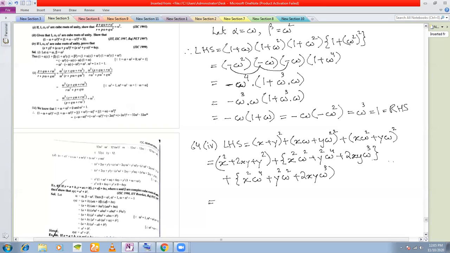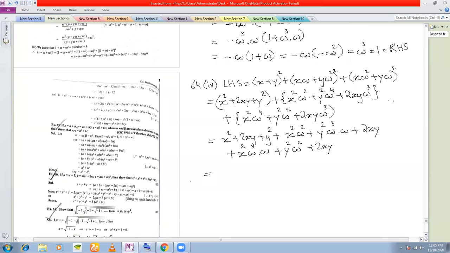Okay, now we use the property that omega cube is equal to 1. So you write this as x square plus 2xy plus y square plus x square omega square plus, now y square omega to the power of 4 can be written as omega cube into omega, plus 2xy omega cube is simply 2xy because omega cube is equal to 1, plus x square omega to the power of 4 can be written as x square omega cube omega, plus y square omega square plus 2xy.